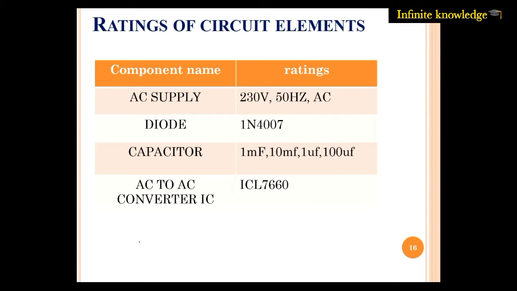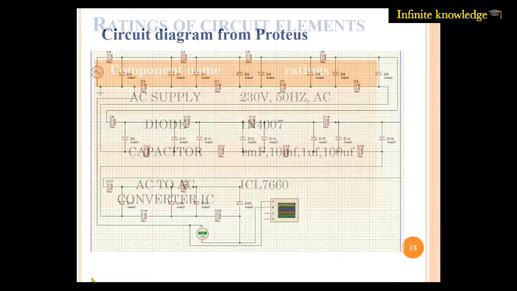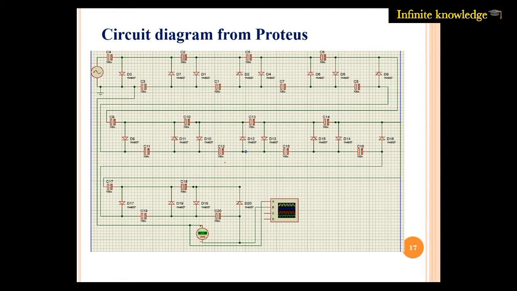Let's go further. This is the basic rating of the components, in which we have used a 230 volt 50 Hz supply. The diode is the simple 1N4007 that we use in rectifiers, but if you want high voltage, such as 50 kV or 100 kV, you have to use a high voltage power diode. For capacitors, 1 millifarad, 10 millifarad, 1 microfarad, 100 microfarad, and an AC to AC converter IC for improving the voltage regulation. This is the circuit diagram that I made in Proteus.